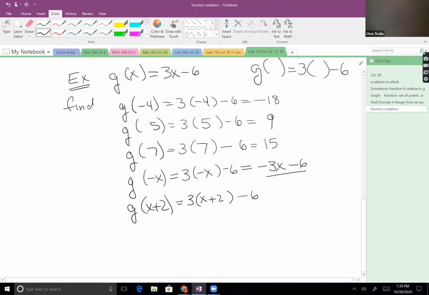And again, it keeps you from making careless mistakes if you put parentheses around what you substitute. Because here, putting parentheses around what I substitute, does everybody see the need to distribute? So that would give me 3x plus 6 minus 6. And so my final answer here would be 3x.